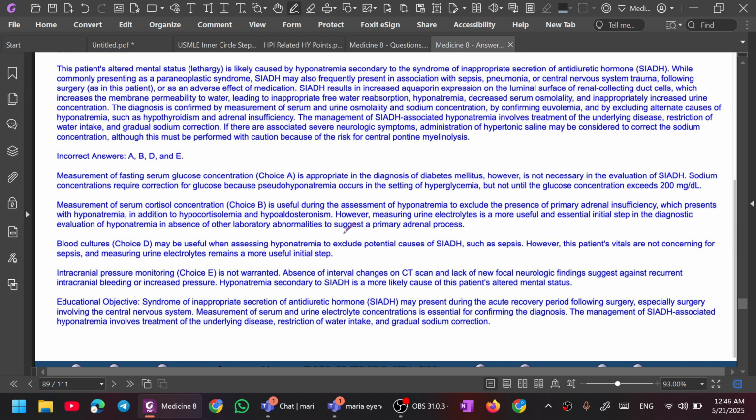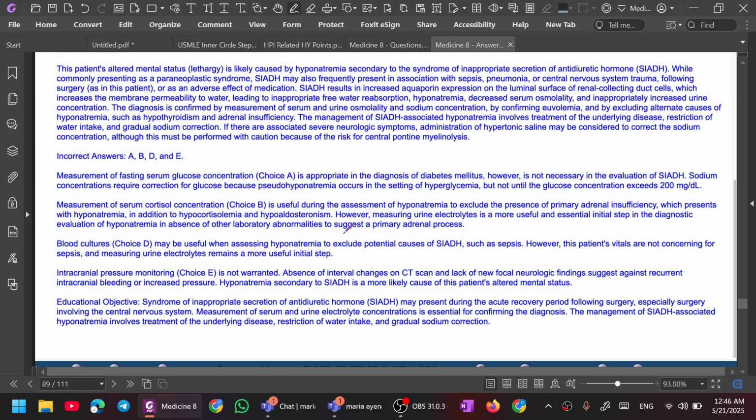The management of HIV/AIDS associated hyponatremia involves treatment of the underlying disease, restriction of water intake, and gradual sodium correction. If there are associated severe neurologic symptoms, administration of hypertonic saline may be considered to correct the sodium, although this must be performed with caution because of the risk of central pontine myelinolysis.